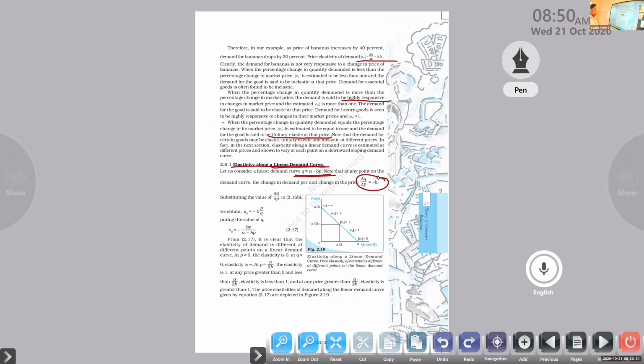Now we are going to substitute the value of delta Q divided by delta P in equation 2.16. Okay. So where is 2.16?